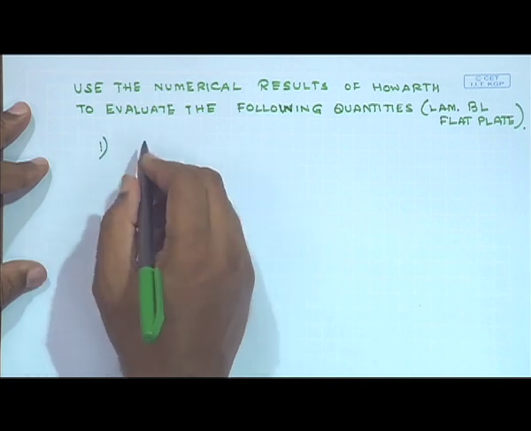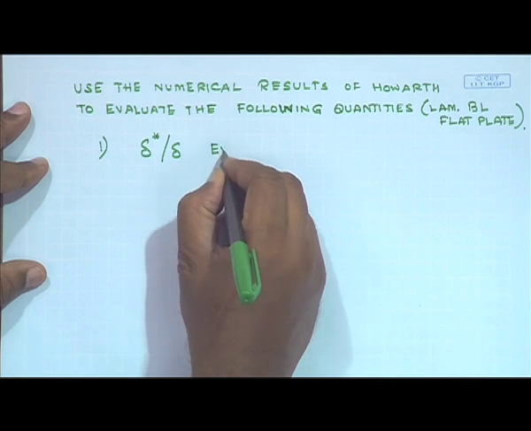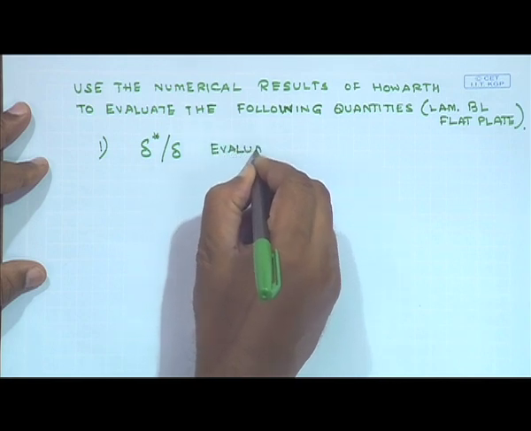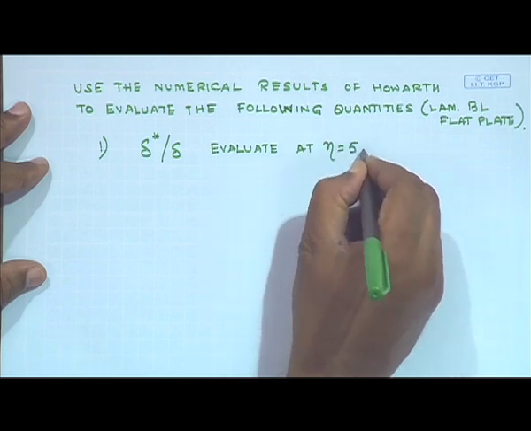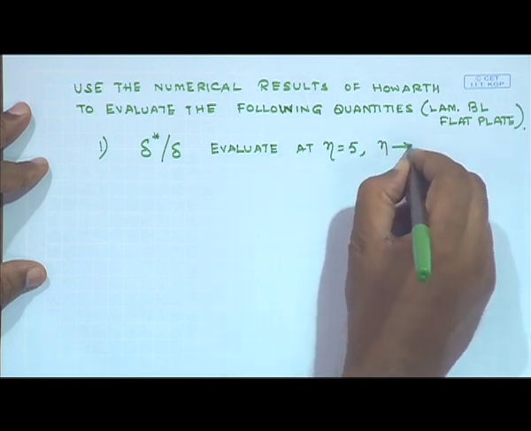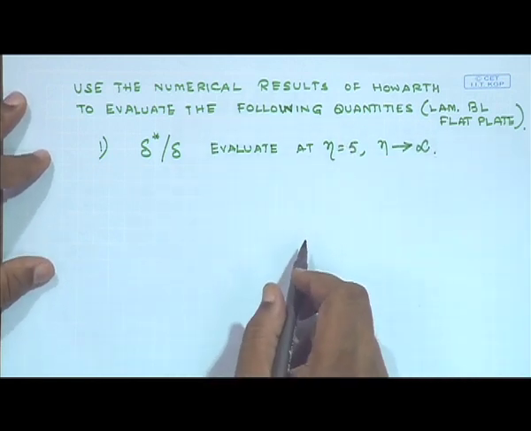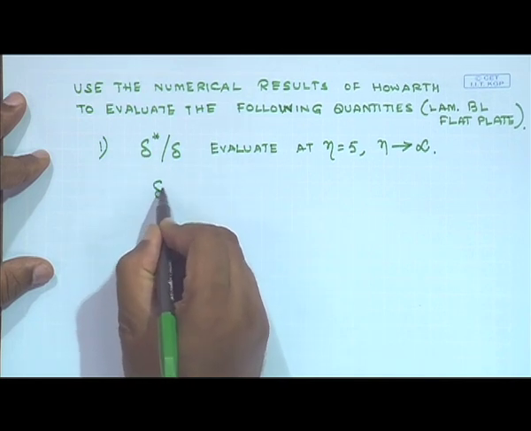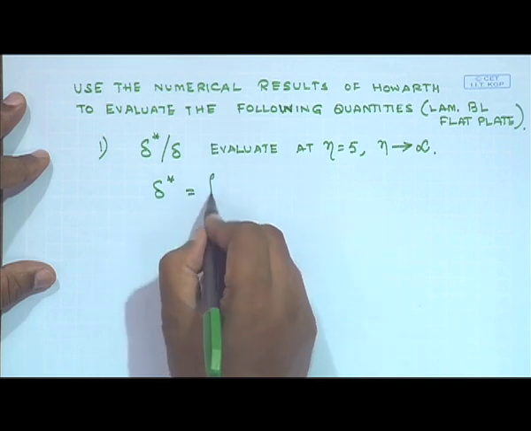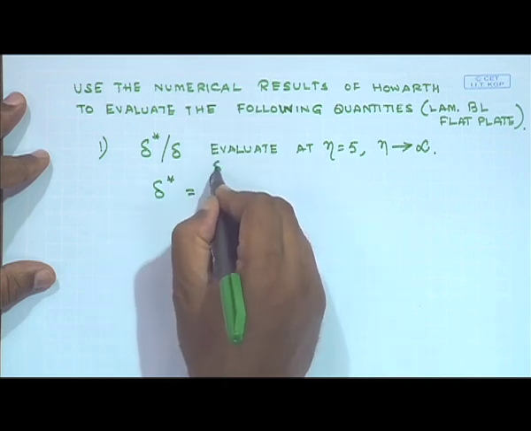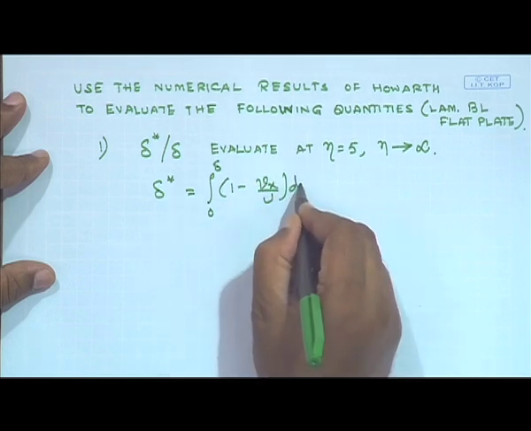The first thing that you have to find out is what is delta star by delta, and this you have to evaluate at eta equals 5 and when eta tends to infinity. We will come to the second part later on. So let's first start with the definition of delta star, the displacement thickness, which by definition is the integral from 0 to delta of 1 minus Vx by u times dy.